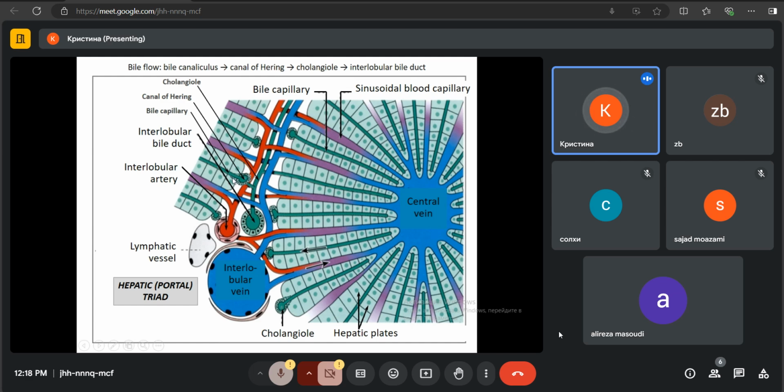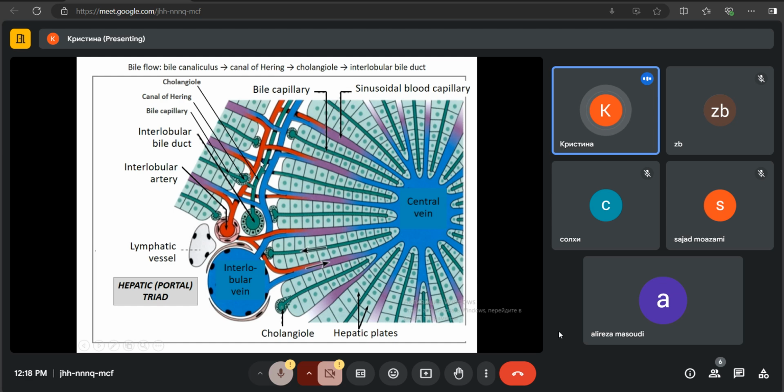It is better shown in this portion. It starts to have its own cells in its structure. Then goes the cholangiole. It is the circumlobular bile duct. It goes along with circumlobular vein and artery around the lobule this way.